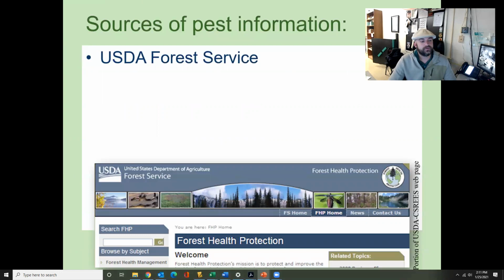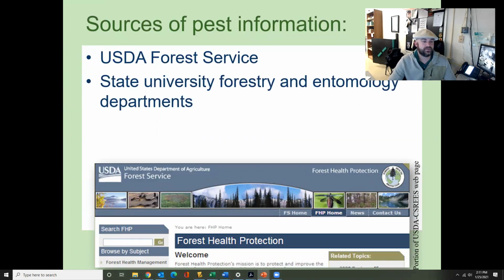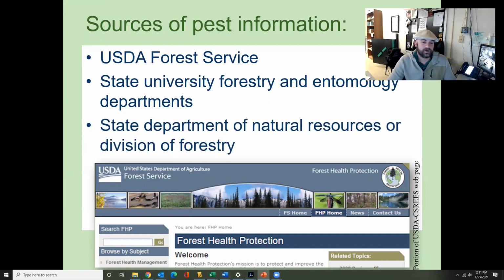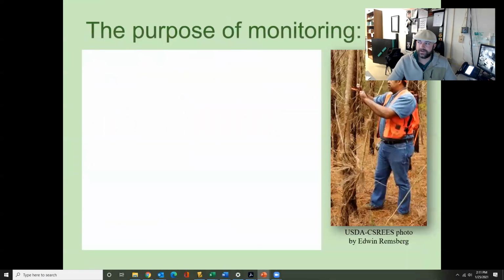Some good sources of pest information: the USDA Forest Service, State University Forestry and Entomology departments. That would be Penn State University or Penn State Extension here in Pennsylvania. And then the State Department of Natural Resources or Division of Forestry. So the USDA offers some great stuff, like I just said, with Penn State Extension.